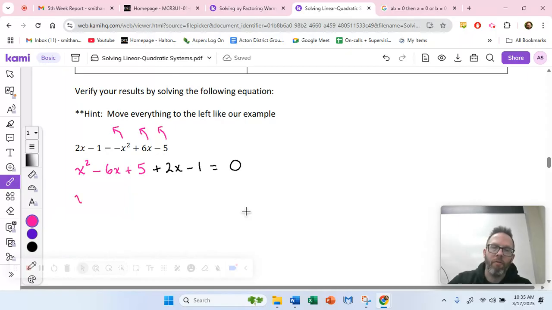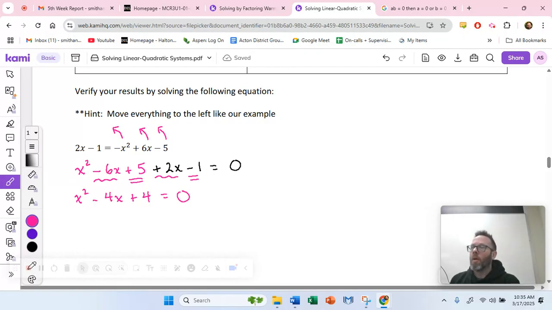Collect the like terms. We got x squared, minus 6 and 2 make minus 4, minus 4x, and 5 minus 1 adds to 4. You can now solve by factoring. We're only supposed to get one solution. I wonder how this will play out. Who can say?